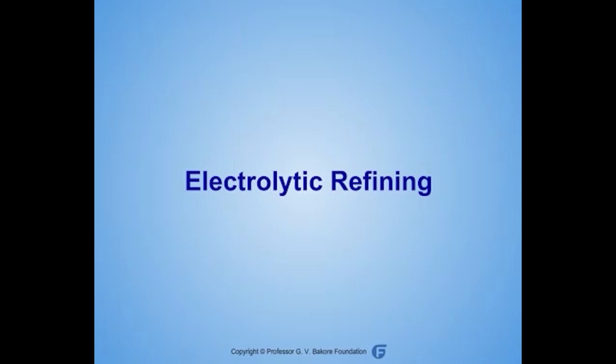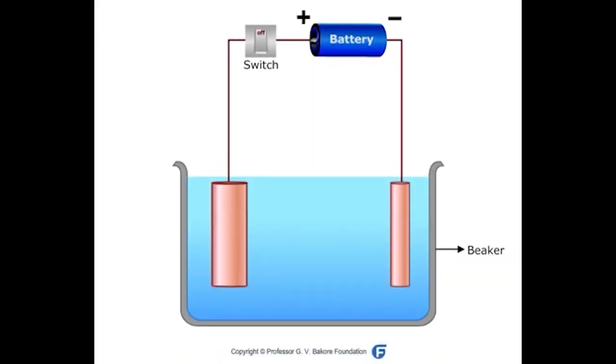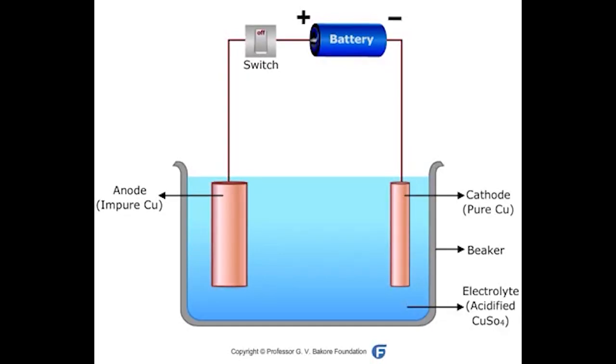Electrolytic refining is a process of obtaining pure metal. The electrolyte has to be a salt of the metal which needs to be purified. Here we are going to refine copper, so the electrolyte will be copper sulfate solution, which is acidified. Why is it acidified? To enhance its solubility. The anode is a thick rod made up of impure copper. The cathode is made up of pure copper and taken in the form of a strip.